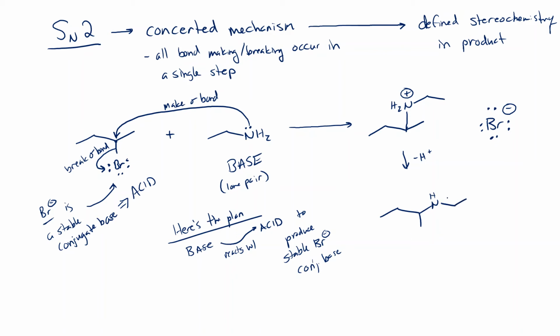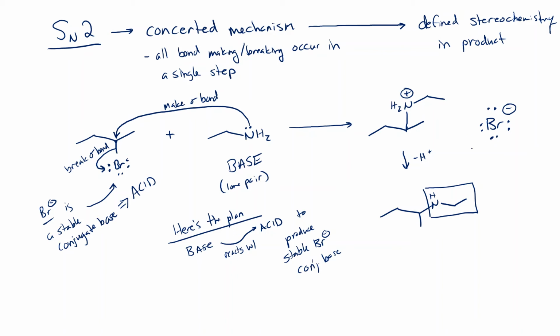And notice that what we've done is we've added this group, our ethylamine, in place of the bromine, right? The substitution has occurred where the nitrogen has replaced the bromine. So this is an SN2 reaction. Everything happens in a single step. We make the sigma bond, we break the bond in a single step.